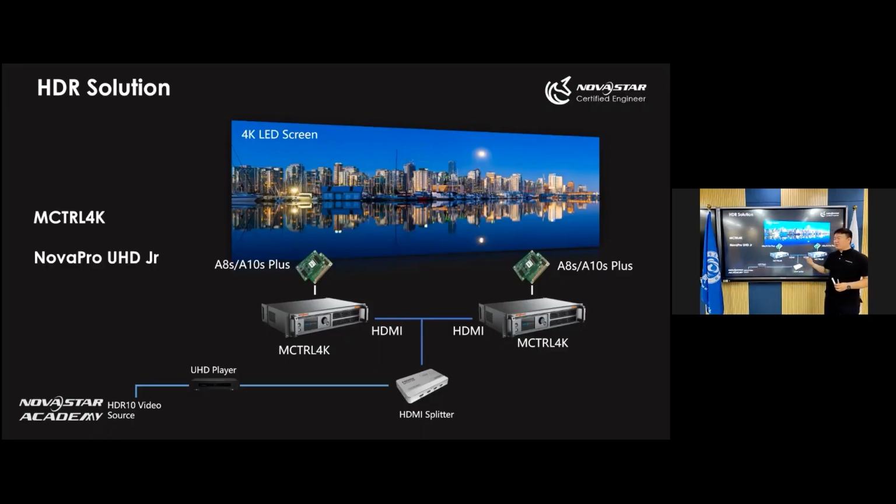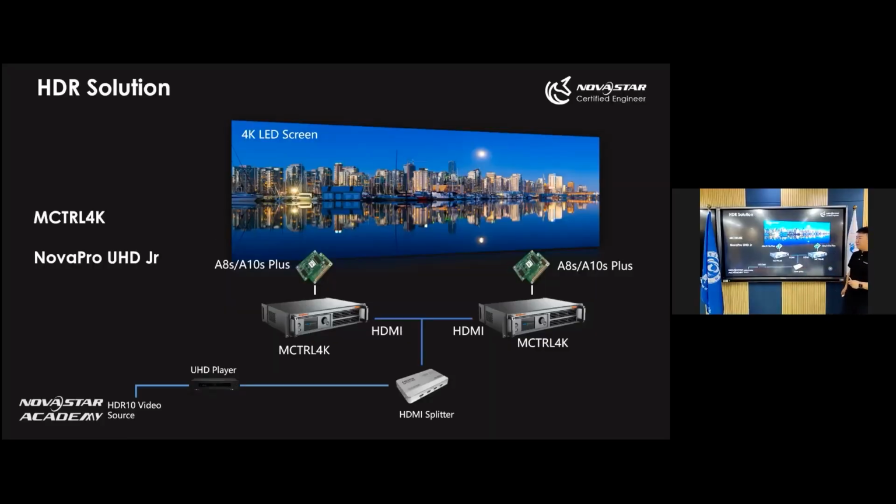So this is very important. Tomorrow, Deacon will also explain this part for you. Okay, so for the HDR project, we need to use the MCTRL 4K and the Nova Pro UHD Junior. And please note, the loading capacity of the sending controller will be cut down by half. So this is very important. And besides HDR10, the HDR standard, we also support HLG. If we have some other project where the source is from the HLG standard, we can also use the MCTRL 4K and Nova Pro Junior.